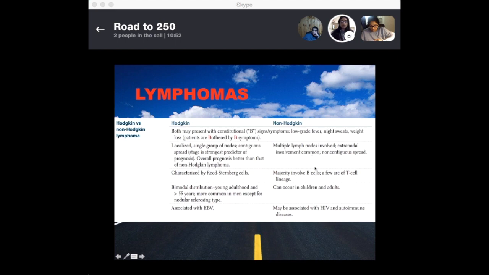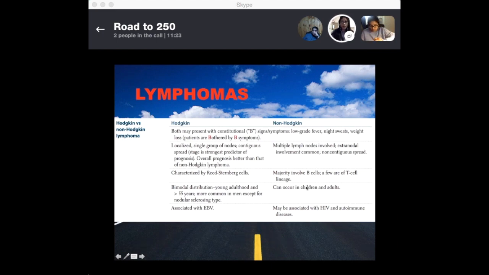So non-Hodgkin's lymphoma is going to be multiple lymph node involvement, and it's going to be a non-contiguous spread. So for example, you can have a patient who has involvement of lymph nodes from the axillary region, the inguinal region, and the cervical region, and they're all affected simultaneously. Non-Hodgkin's lymphoma is associated with HIV infection and autoimmune diseases.